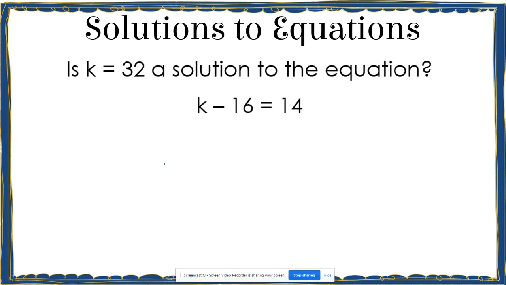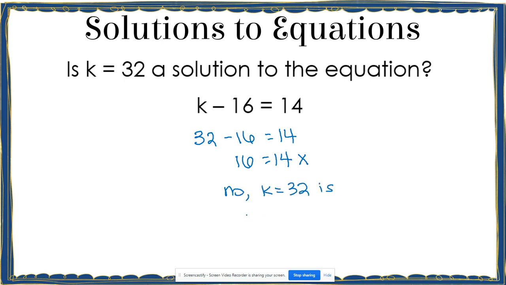And finally I have, is k equals 32 a solution to the equation k minus 16 equals 14? I am going to replace or substitute 32 in for k. So I'm going to write 32 minus 16 equals 14. When I solve 32 minus 16, I get 16. And then the rest of my equation says 16 equals 14. Well, I know that those two numbers are not equal to each other. So that means that k equals 32 is not a solution to this equation.